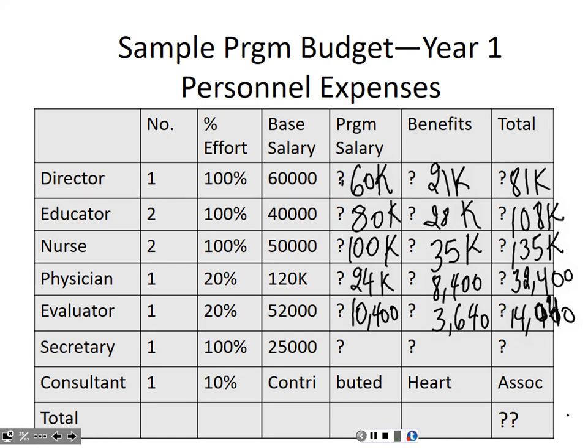Okay. Secretary. 25,000. Benefits. 8,750. Okay. And total. 33,750. So what's my total personnel budget for year 1?